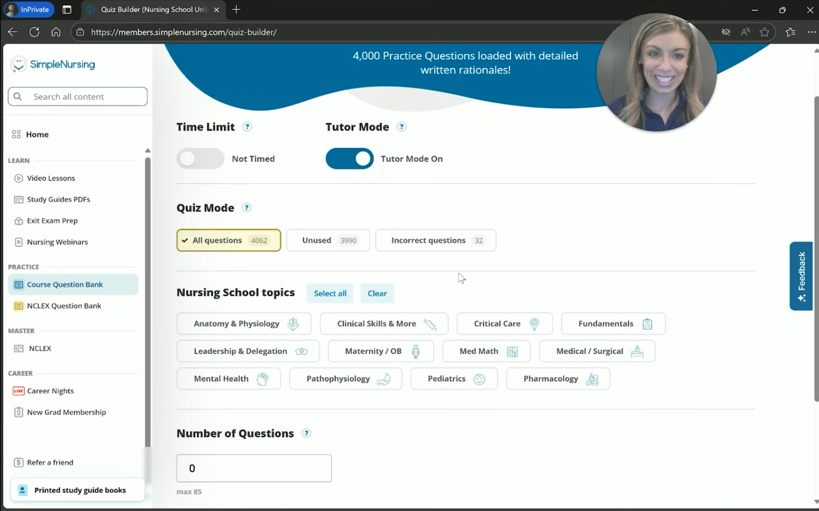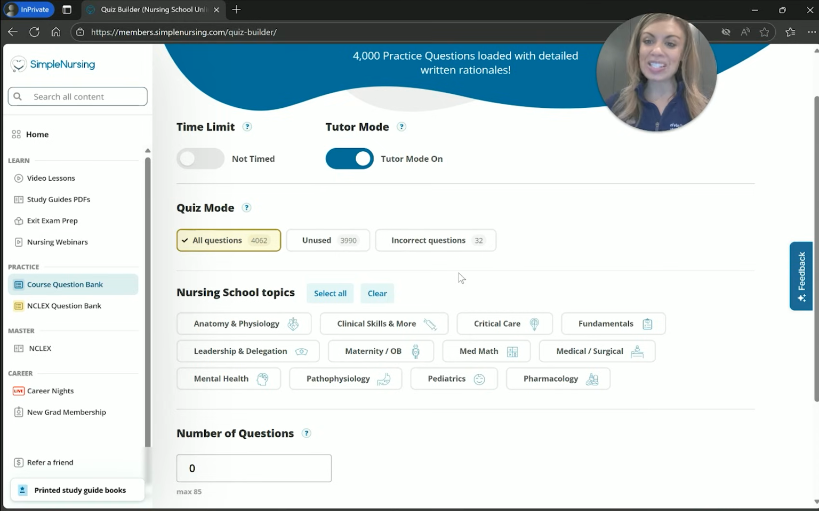In that instance, you'll still get to see those rationales, but you'll wait until you finish the question set, and then you'll be able to review all the rationales at the end. So it trains your brain to practice how you're going to have to perform. It's nice to switch between the two.